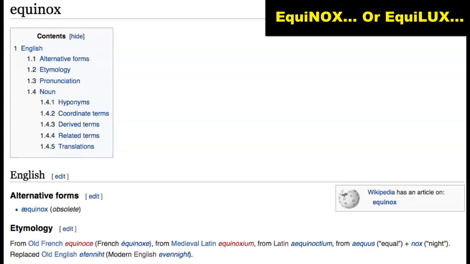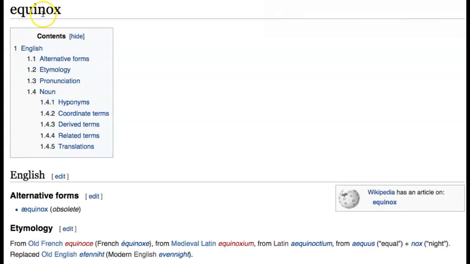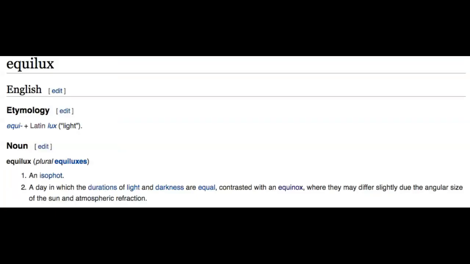Well, let's find out, because now we're here at the etymology for the word equinox. And as you can see right here, the etymology, it comes from Old French and from medieval Latin, and it says from equal and night. So the word actually means equal night, or the English even night for the word equinox. Now, the word equilux means a day in which the durations of light and darkness are equal. So the word equilux is a period where it's light for 12 hours and dark for 12 hours, contrasted with an equinox, where they may differ slightly due to the angular size of the sun and atmospheric refraction.